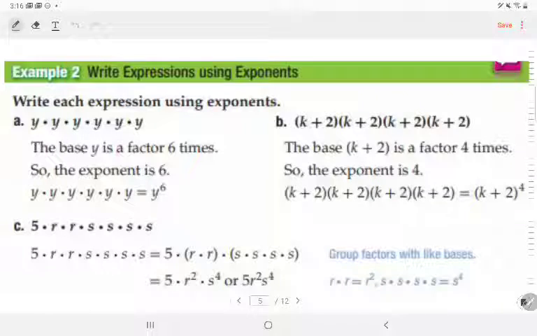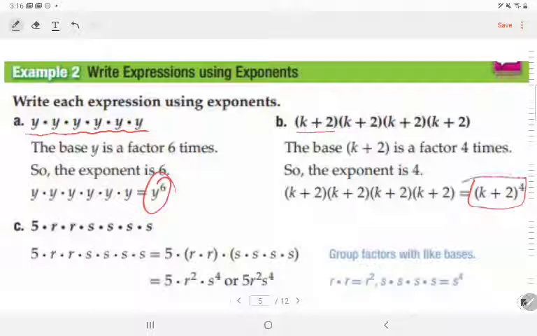Let's look at this. We could use exponents as well. So in this case, we have y times y times y times y times y times y. Well, there's 6 of those y's. So we simply could just say y to the sixth power. And on b, you could see that we have k plus 2, and it's multiplied together 4 times. So we could simply just put k plus 2 to the fourth power. Now, when you have parentheses and you have an exponent on the outside, everything in the parentheses would be raised to the fourth power, okay?